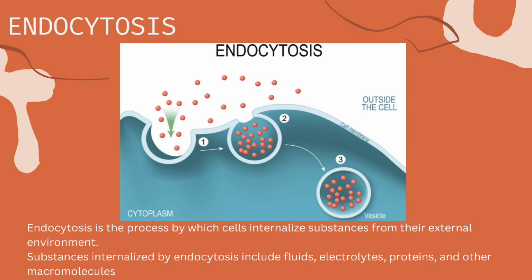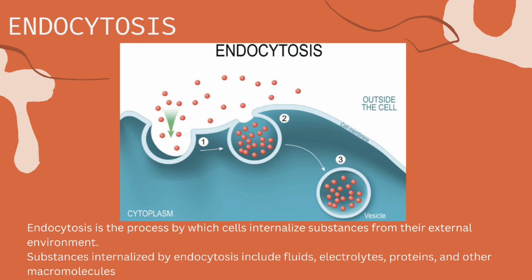Okay, next I will talk about endocytosis. Endocytosis is the process by which cells internalize substances from their external environment. It is how cells get the nutrients they need to grow and develop. Substances internalized by endocytosis include fluids, electrolytes, protein, and other macromolecules. Endocytosis is also one of the means by which white blood cells of the immune system capture and destroy potential pathogens, including bacteria and protists.